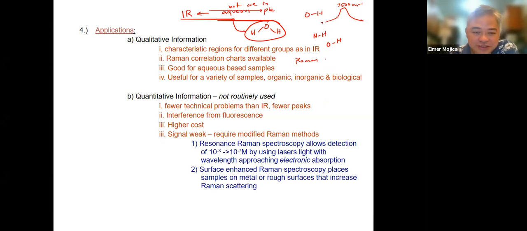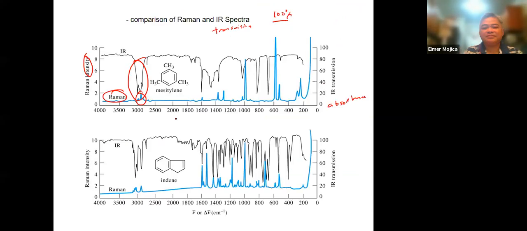So you can see it here. It doesn't have a hydroxyl group here. This is a CH. So usually if you have an OH, you will have a big broad peak around here.